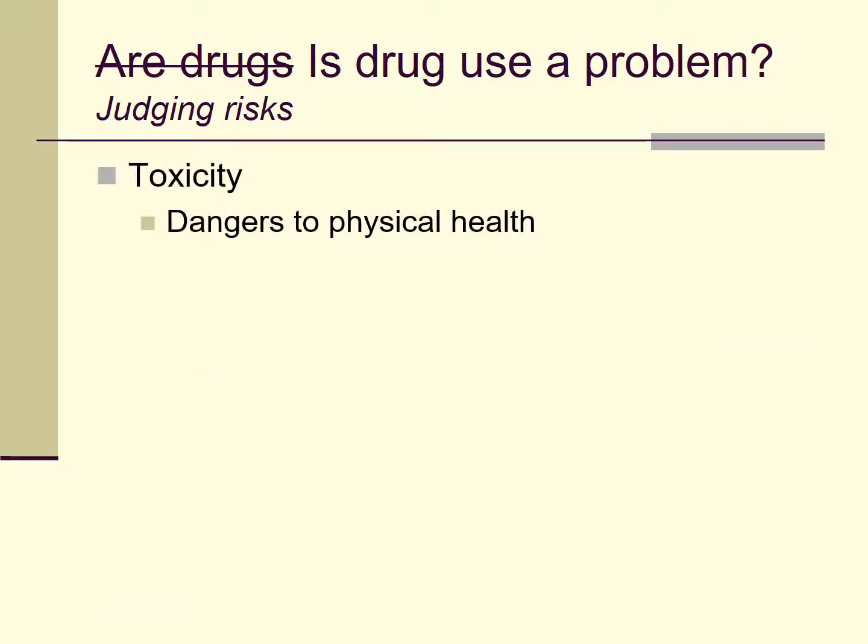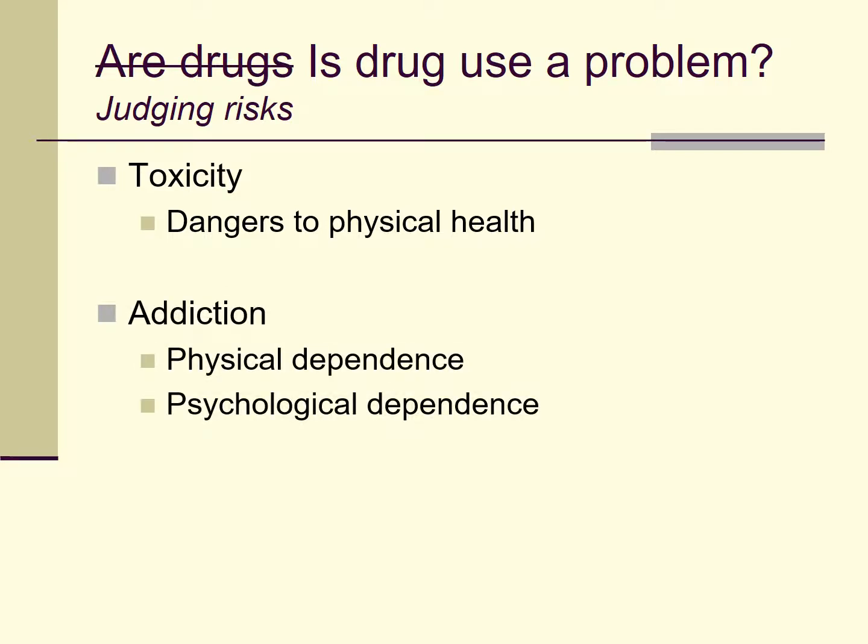Recall from last time that one way to think about the dangerousness or the riskiness of drug use is in terms of toxicity, and this can mean the danger that using drugs poses to physical health or indeed to mental health. As you'll recall, hopefully, there are different ways that we can evaluate toxicity for drugs and different ways we can compare drugs to decide if one is relatively more toxic than the other.